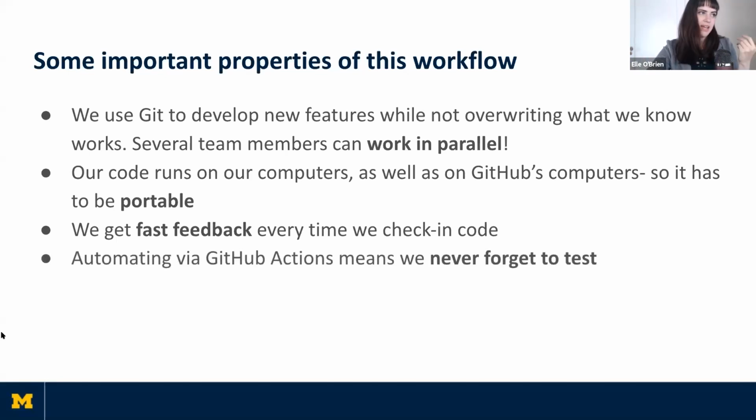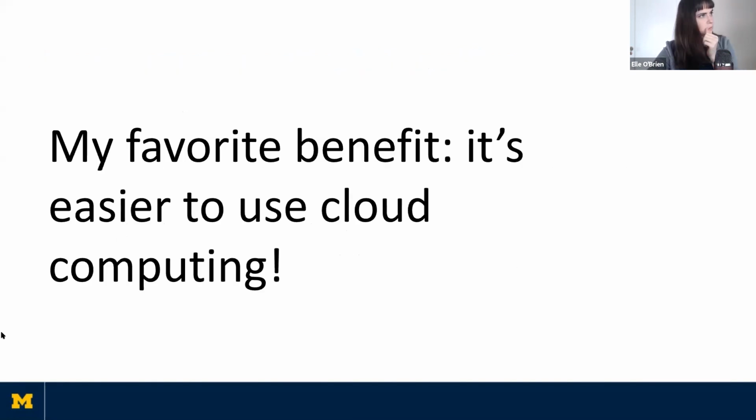And finally, automating this way means that we never forget to test. The test happens automatically. So as long as you're in the habit of putting your code on GitHub, anytime you change it, this will happen. So you don't forget. So there's one more benefit of this, and it's my absolute favorite, and it has to do with cloud computing. The portability aspect isn't just to do with the ease of sharing with collaborators. It's also got to do with your ability to take advantage of resources in the cloud.